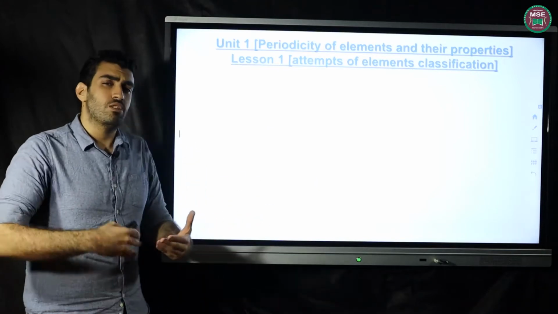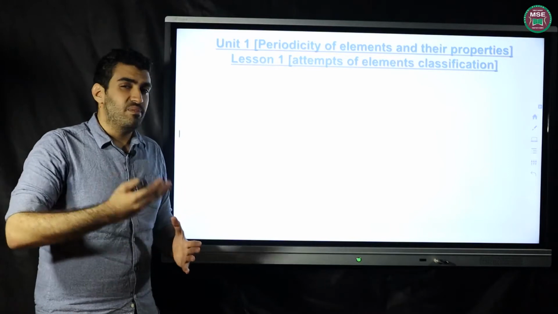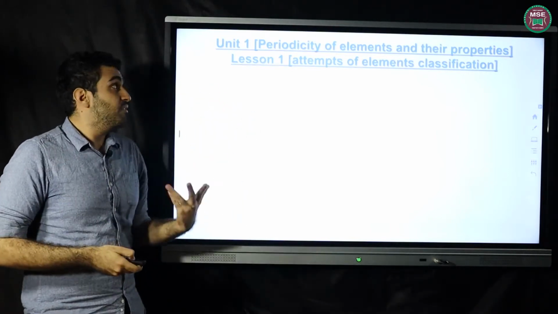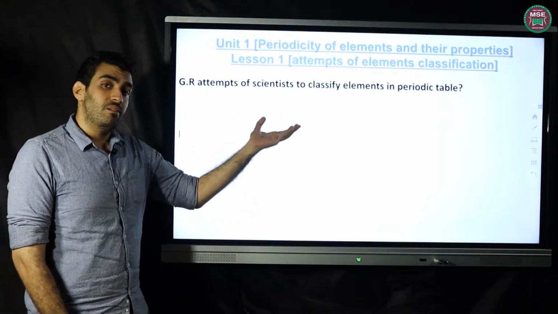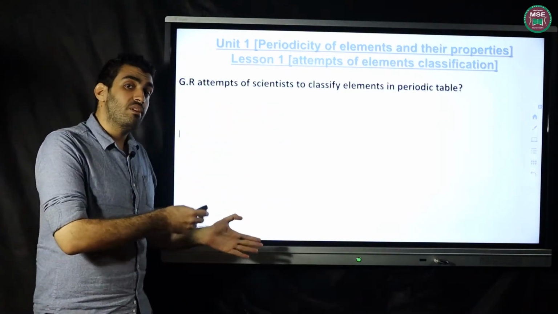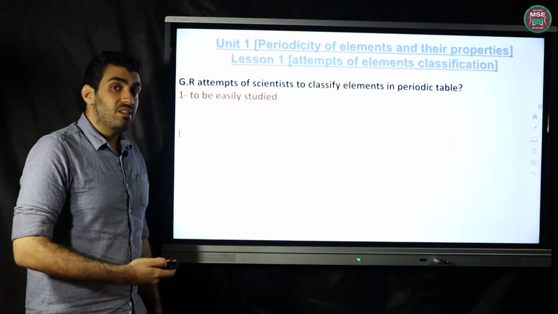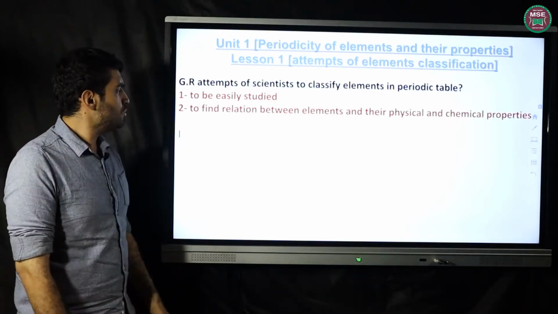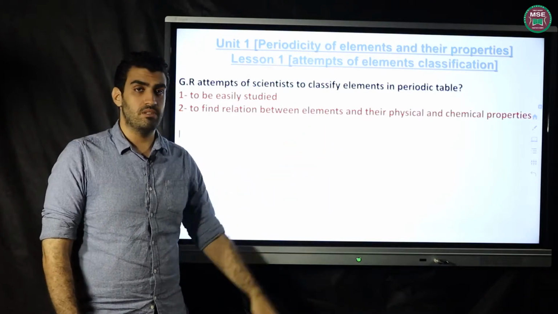And attempts means the trials, how the scientists try to arrange the elements, to classify them in one table. So the first question is, give reason. Attempts of scientists to arrange the elements. Why do scientists try to arrange the elements? Number 1, to be easily studied, as we said that any arranged thing can be studied easily. Number 2, to find relation between elements and their physical and chemical properties.